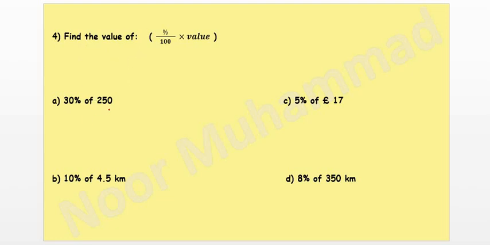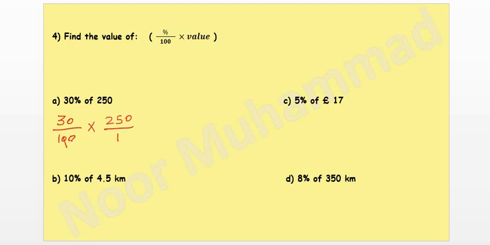Now 30% of 250 means that if you will get 30 out of 100, how much will you get out of 250? So just change this "of" into multiply and then write 250 out of 1. This shows that whenever we want the percentage of any value or any quantity, you should multiply the percentage with that value, right? And that percentage, it's better to change it into a fraction.